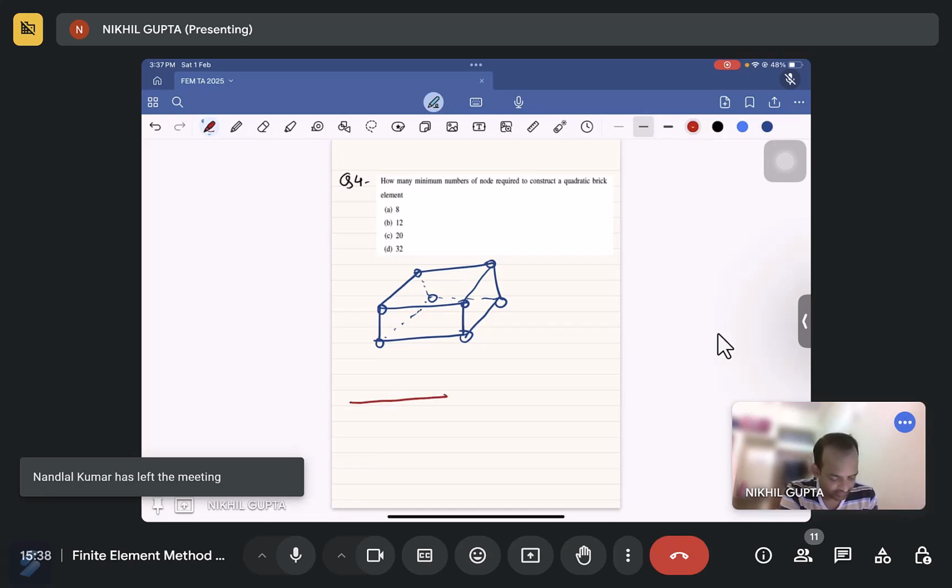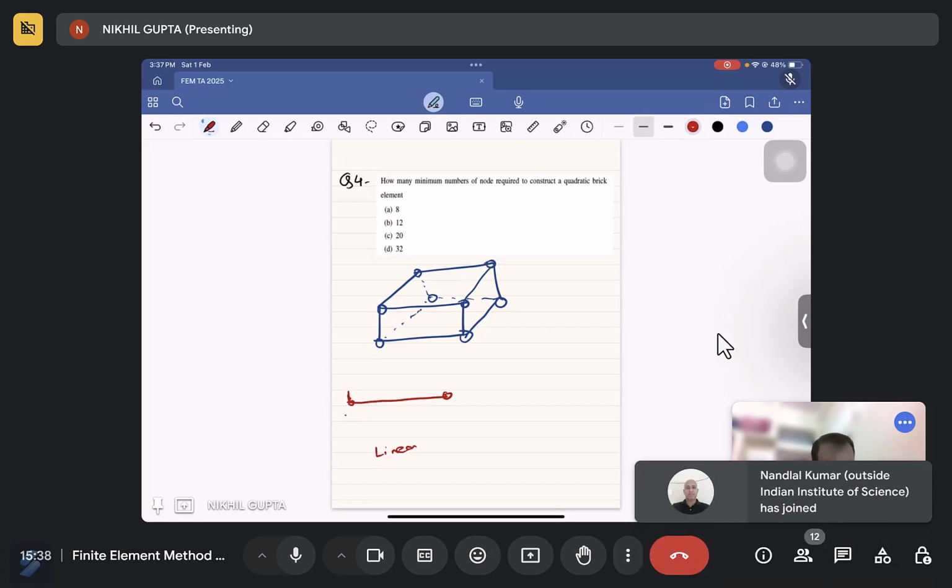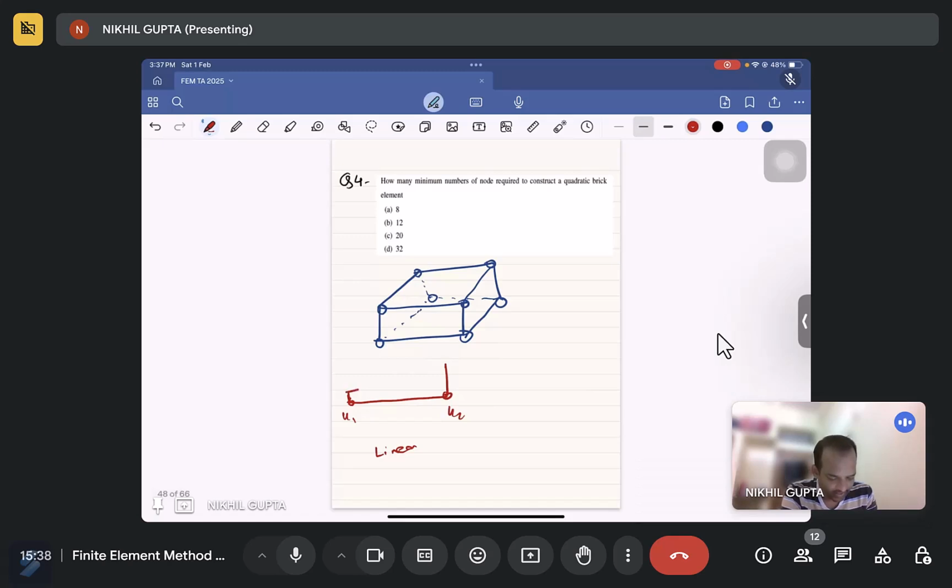Let's see. This is a two-node linear element. When you get a solution, let's say this is u1 and this is u2, some value of u1 you are getting. Now you have approximated it as linear, so you will get a line like this. Now let's say this is a two-noded quadratic element. Now you get u1 here, u2 here. Can you define a path between u1 and u2 which is uniquely quadratic?